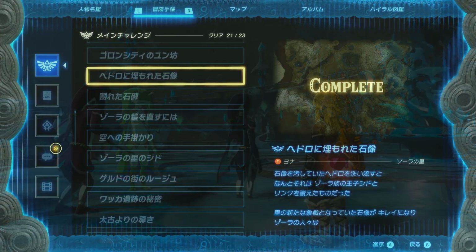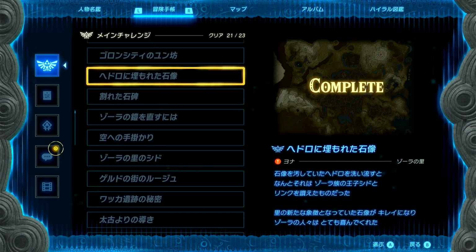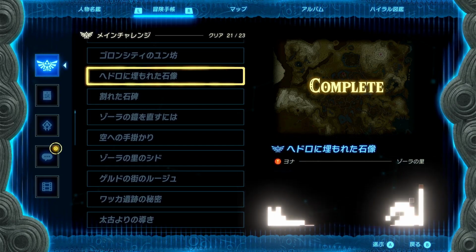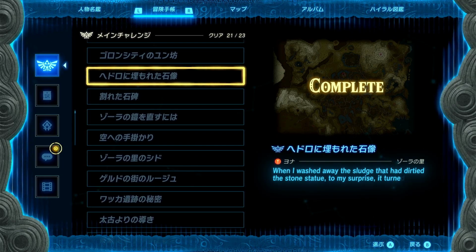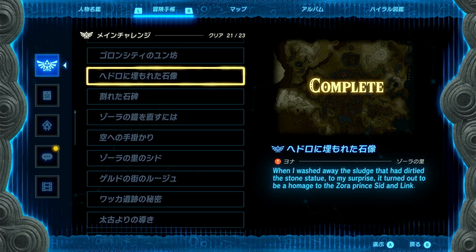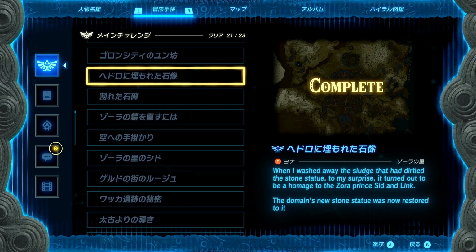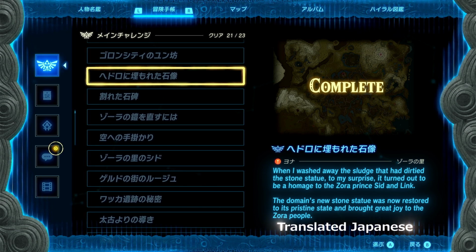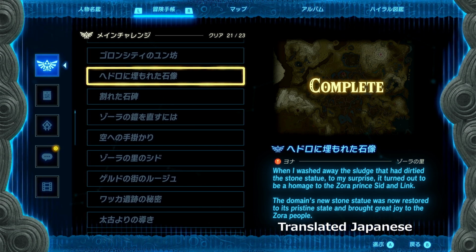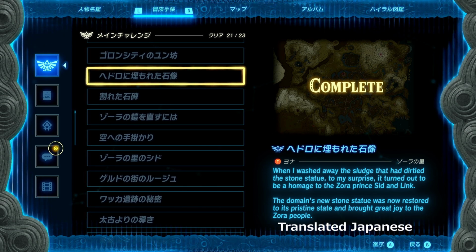You can choose to translate the Japanese in a few ways. If we were to translate it into the first person, it would read like this. "When I washed away the sludge that had dirtied the stone statue, to my surprise, it turned out to be a homage to the Zora Prince Sidon and Link. The domain's new stone statue was now restored to its pristine state and brought great joy to the Zora people."